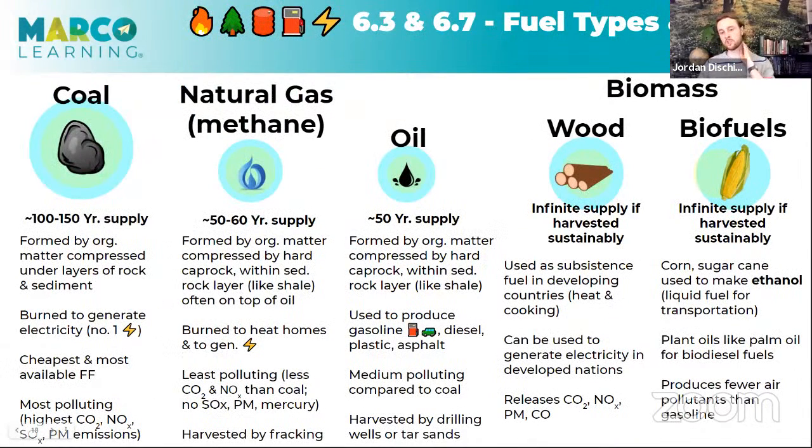All right, this slide is chock full of info. I want to touch on each of these major forms of fuel, and then we're going to get into them a little bit more specifically. So coal, we need to know has a 100 to 150 year supply. It's the most abundant. It's our #1 electricity source. So globally, more electricity comes from coal than any other source. It's the cheapest, it's the most available fossil fuel, but it's the highest polluting. So it has some drawbacks.